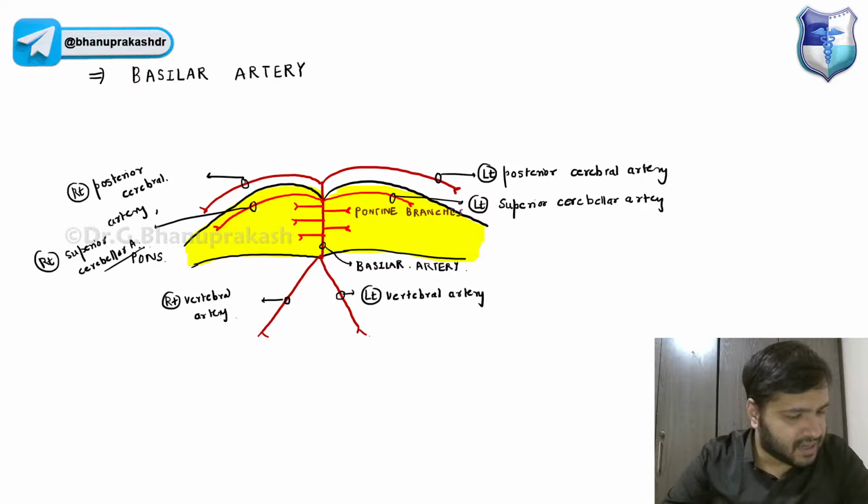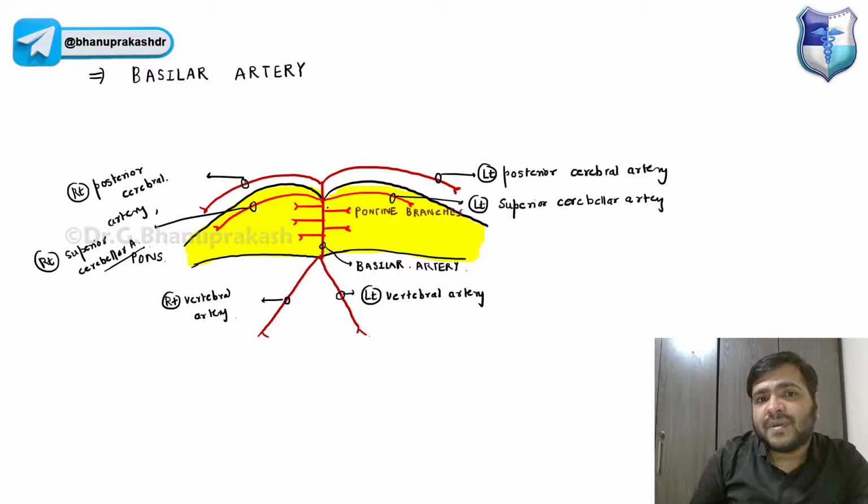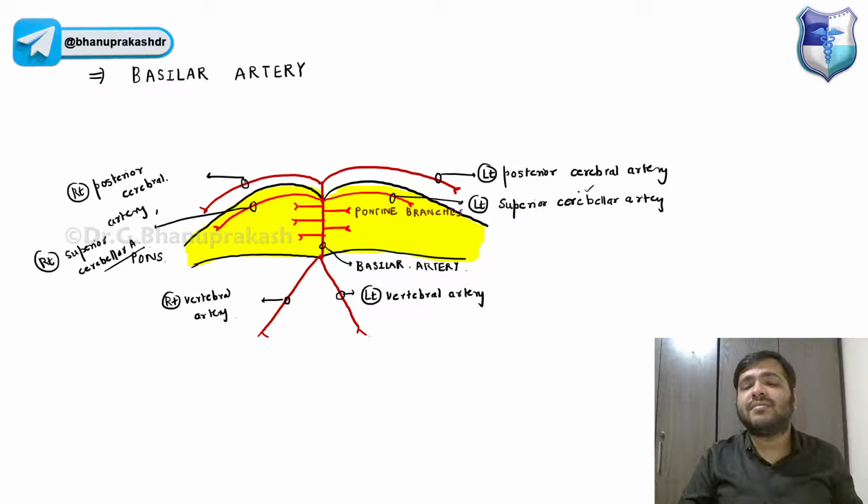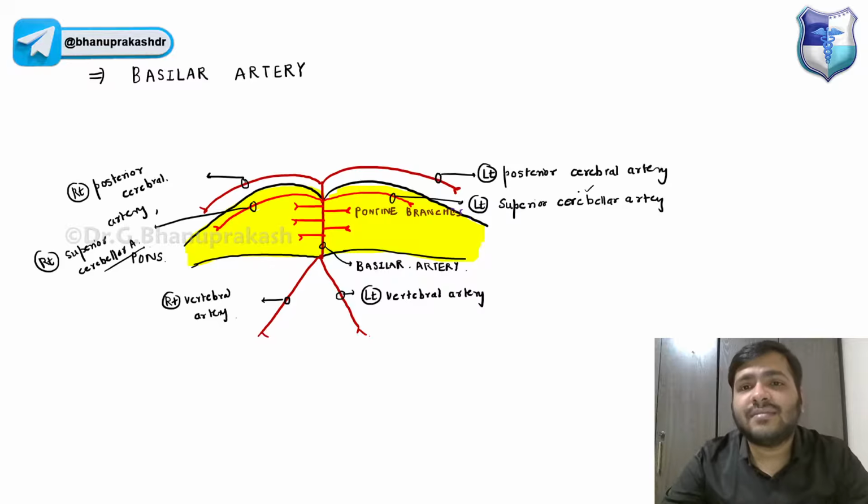Right superior cerebellar artery. So these are also branches of the basilar artery. The basilar artery, just on reaching the upper part of the pons, divides into two, that is, it gives two branches: the superior cerebellar artery, the right and the left.